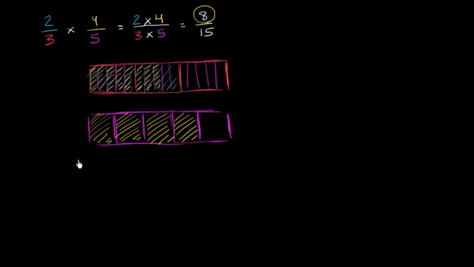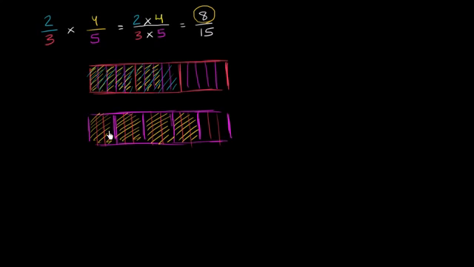Well, how can we do that? Let's split each of these 5 into 3 pieces. So now we have essentially 15ths again. 1, 2, 3, 4, 5, 6, 7, 8, 9, 10, 11, 12, 13, 14, 15. And we want to take 2/3 of this yellow area. We're not taking 2/3 of the whole section. We're taking 2/3 of the 4/5. So how many 15ths do we have here?